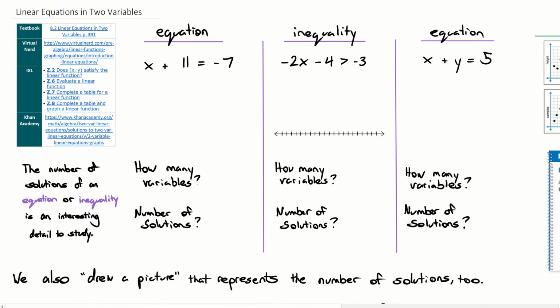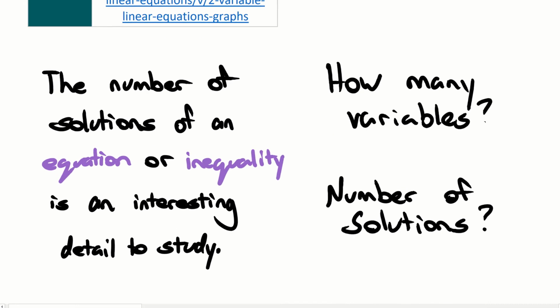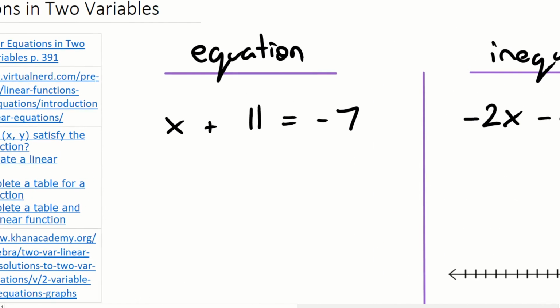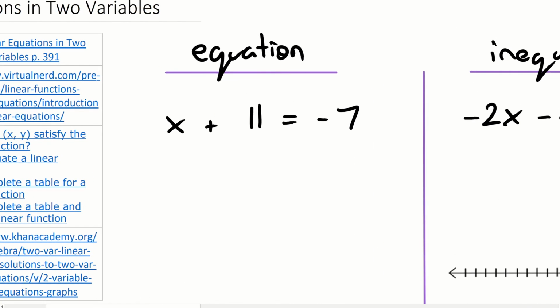All right. You know, the number of solutions of an equation or an inequality is a very interesting detail to study. I want us to do that right now. Here's our equation. x plus 11 is equal to negative 7. I'm going to go ahead and solve this. You can as well.